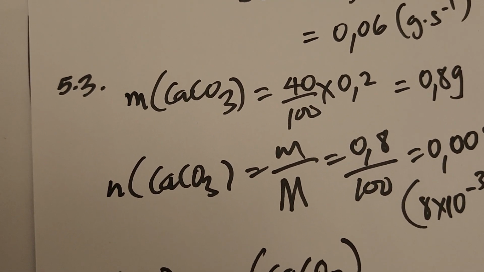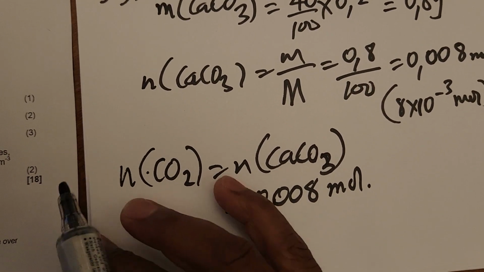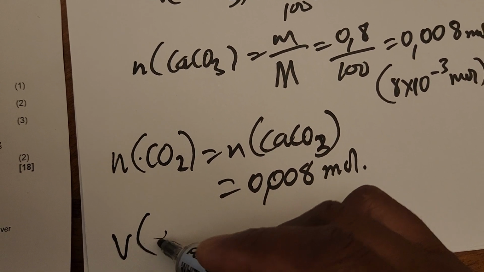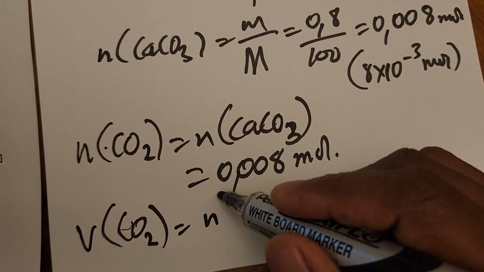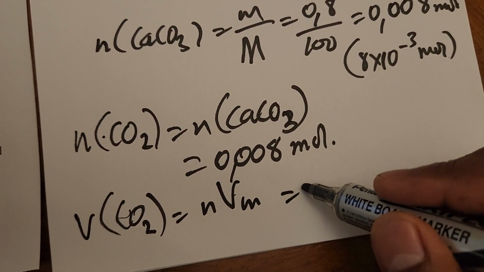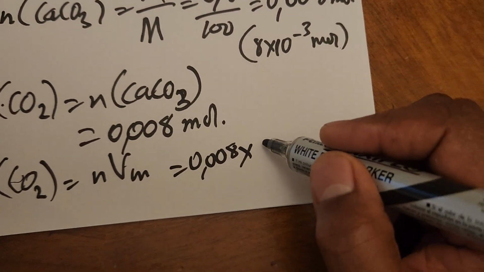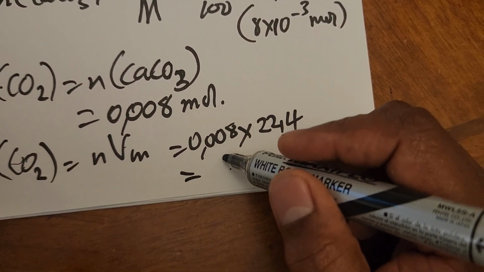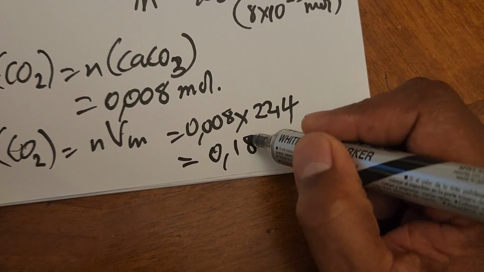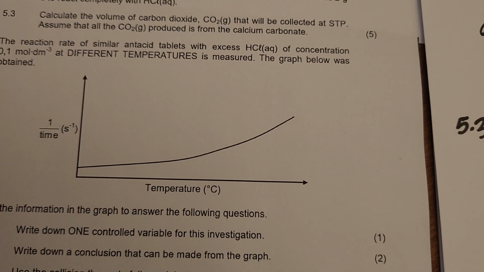Now we have got the number of moles, we can find the volume. We know how to find the volume from moles. Because we are at STP, the volume of carbon dioxide will be the number of moles multiplied by the molar volume. Therefore, 0.008 multiplied by 22.4. The answer should give you 0.18 dm³. That is the answer for 5 marks, which is 5.3.